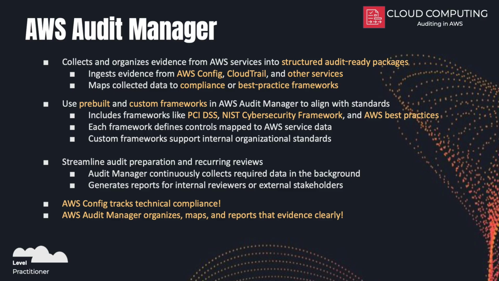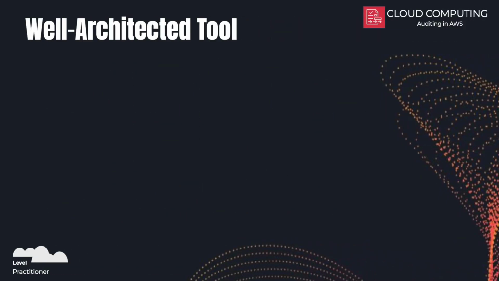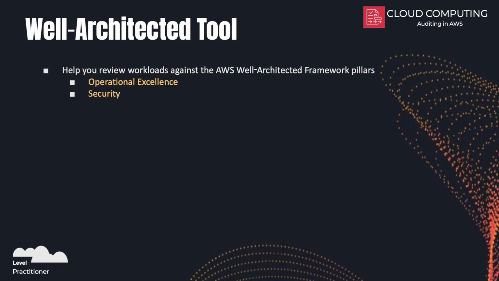Beyond these two, there's also a tool that helps you step back and look at workloads from a broader architectural point of view, and that's the AWS Well-Architected Tool. It is the last service that we want to cover in this video, and the important thing that you should know about this service is it helps you review your workloads against the AWS Well-Architected Framework. The AWS Well-Architected Framework is built around 6 pillars that we already covered in another video: operational excellence, security, reliability, performance efficiency, cost optimization, and sustainability.